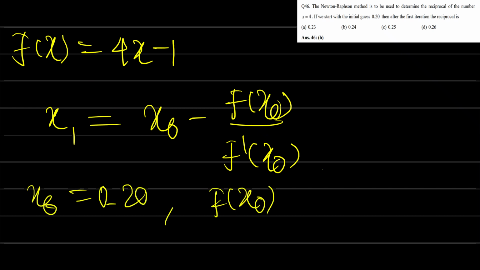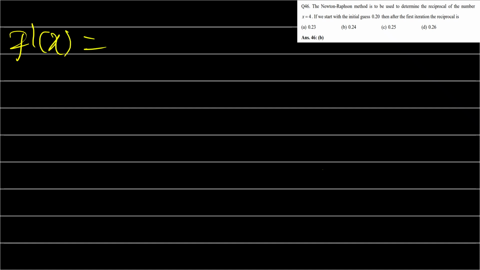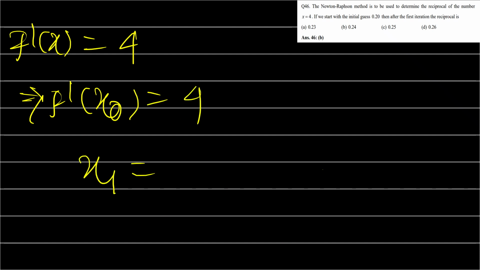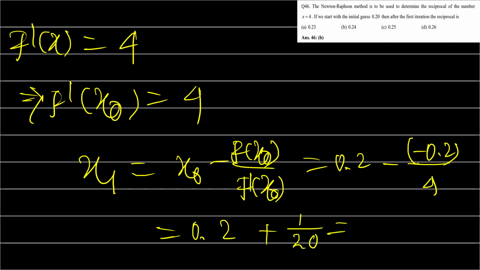f of x0 is nothing but 4 into 0.2 minus 1. So 0.2 is nothing but 1 by 5, so we can easily evaluate it as 4 into 0.2, which is 0.8, minus 1 equal to minus 0.2. Now f dash x is equal to 4, so f dash x0 is nothing but equal to 4. Now using the formula x1 equal to x0 minus f of x0 divided by f dash x0, we get 0.2 minus (minus 0.2) divided by 4. So it will be 0.2 plus 0.2 divided by 4, so 1 by 5 by 4, so 1 by 20. 0.2 plus 1 by 20 is nothing but 0.05 added.